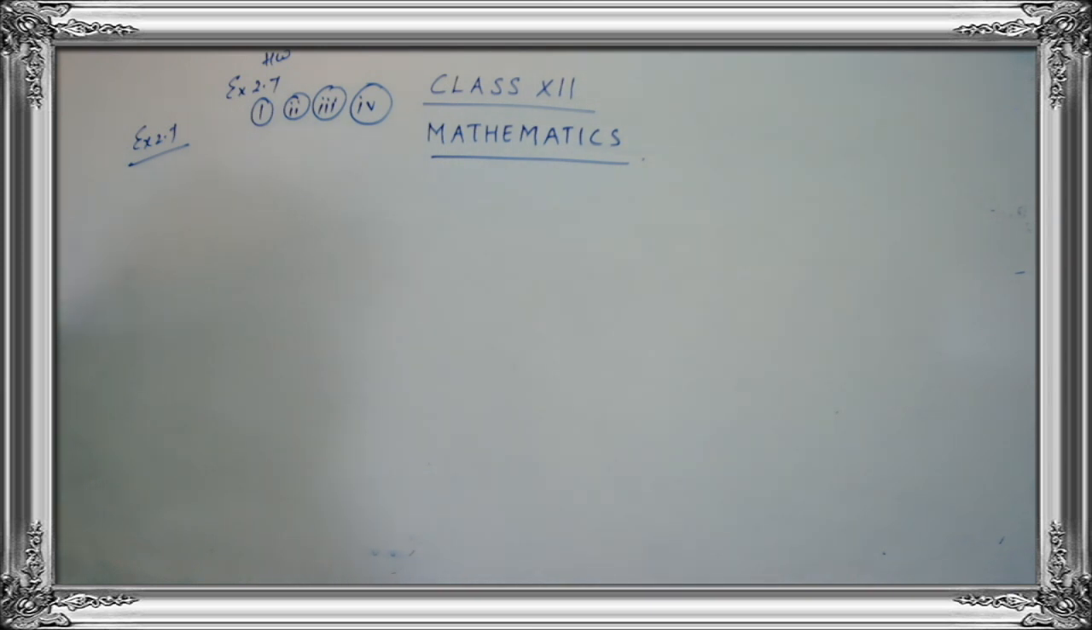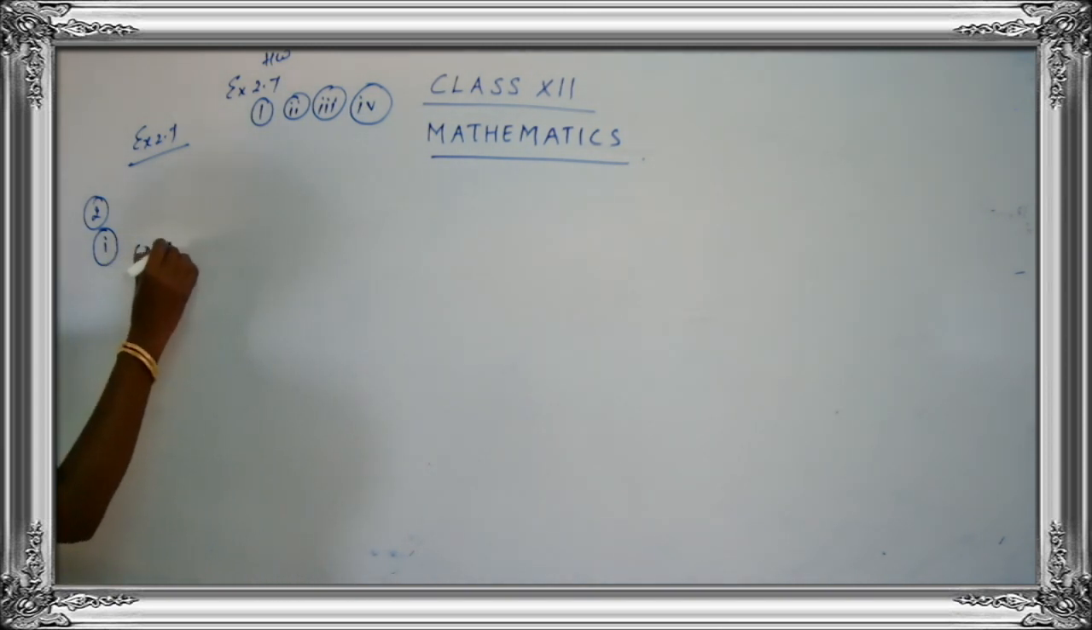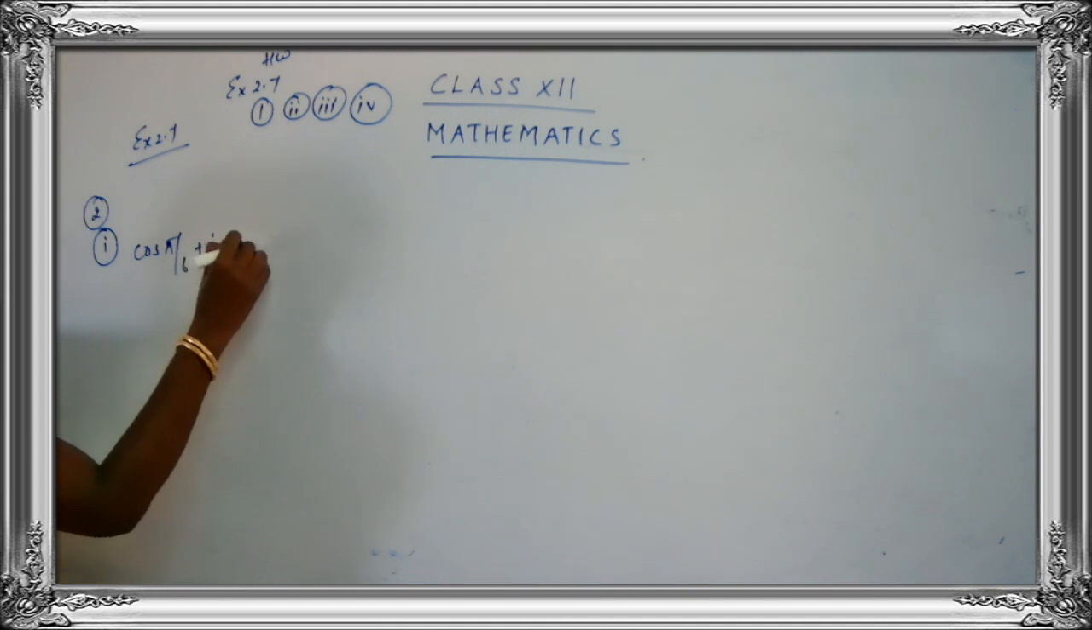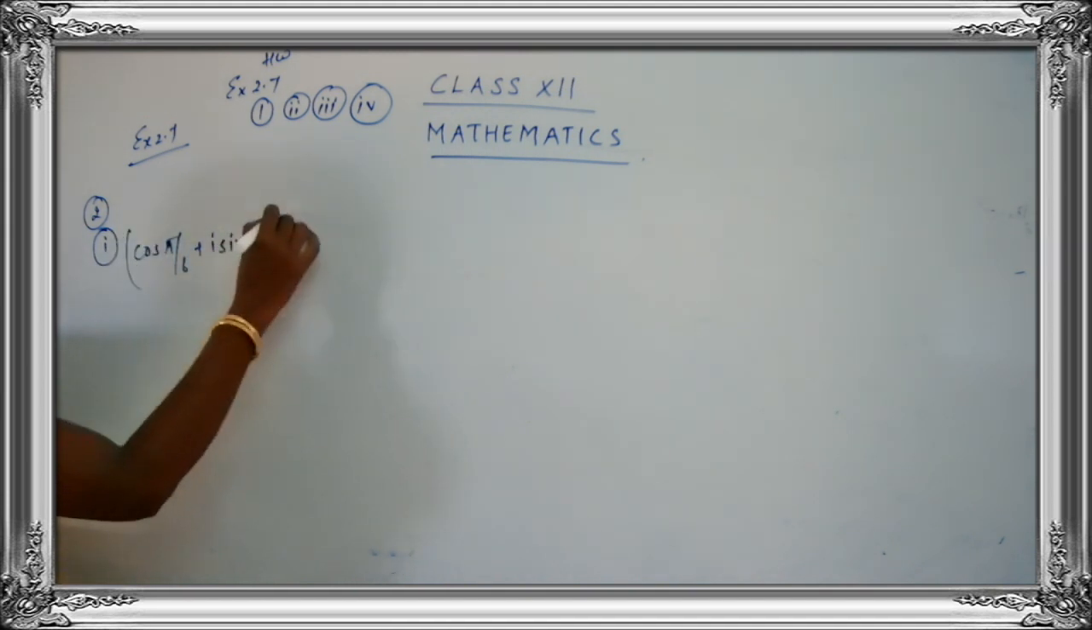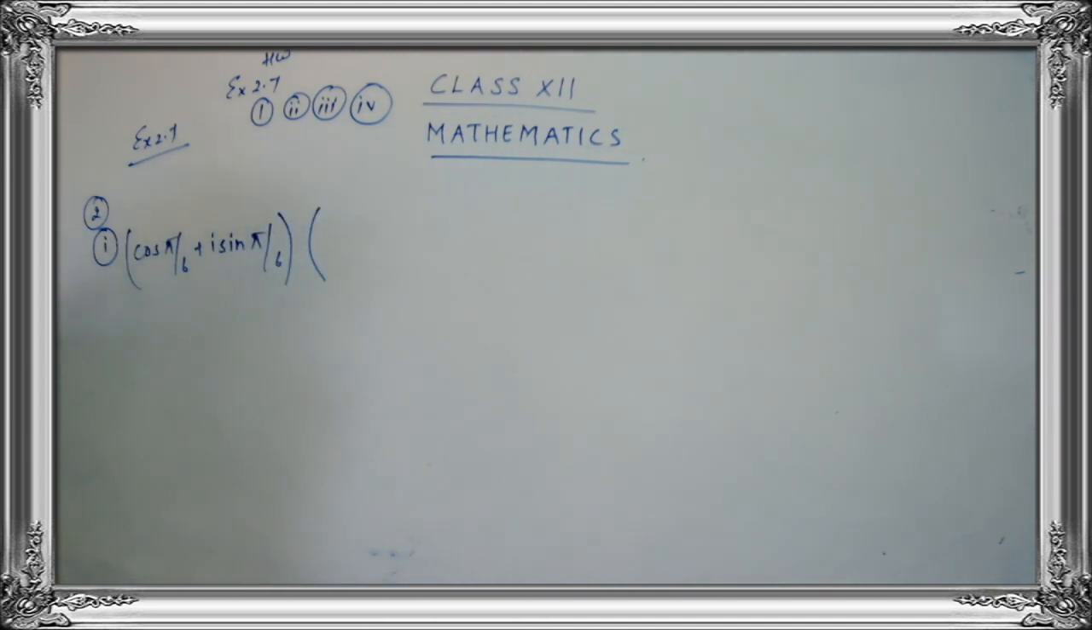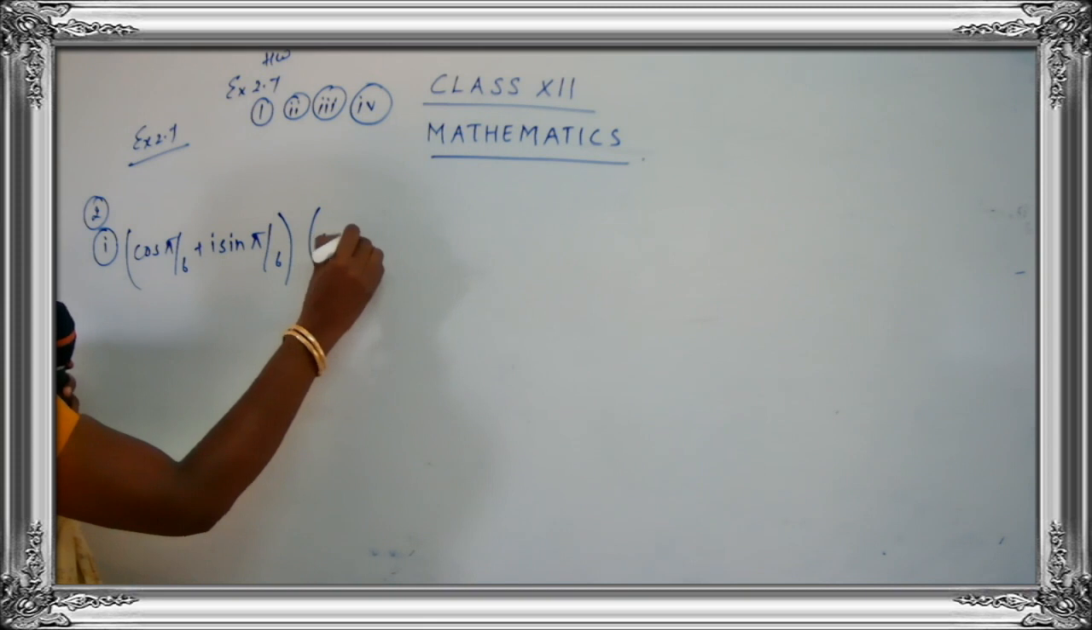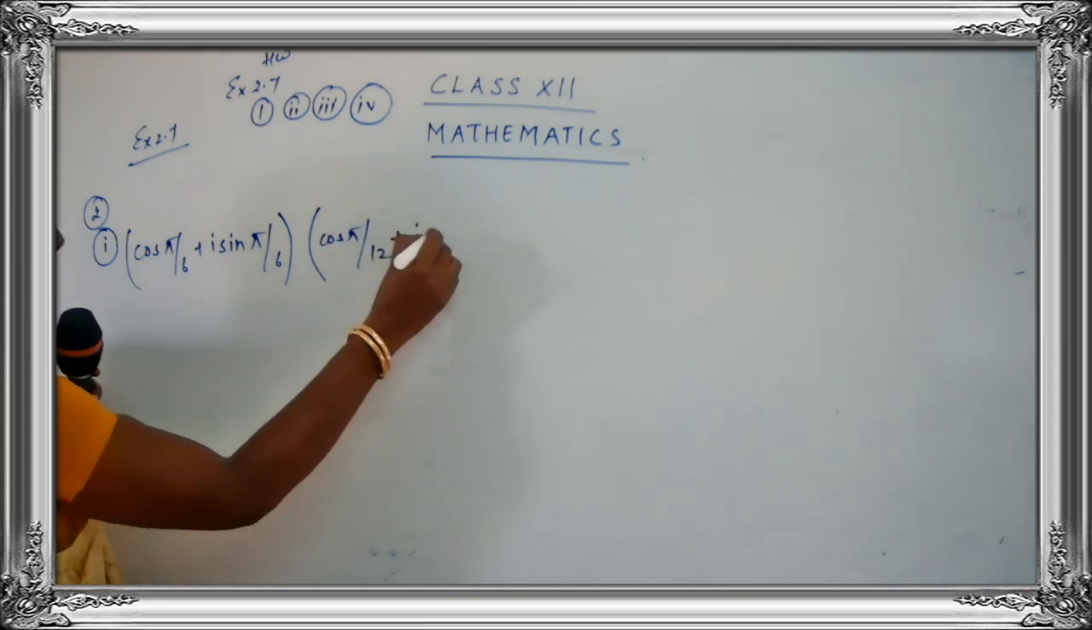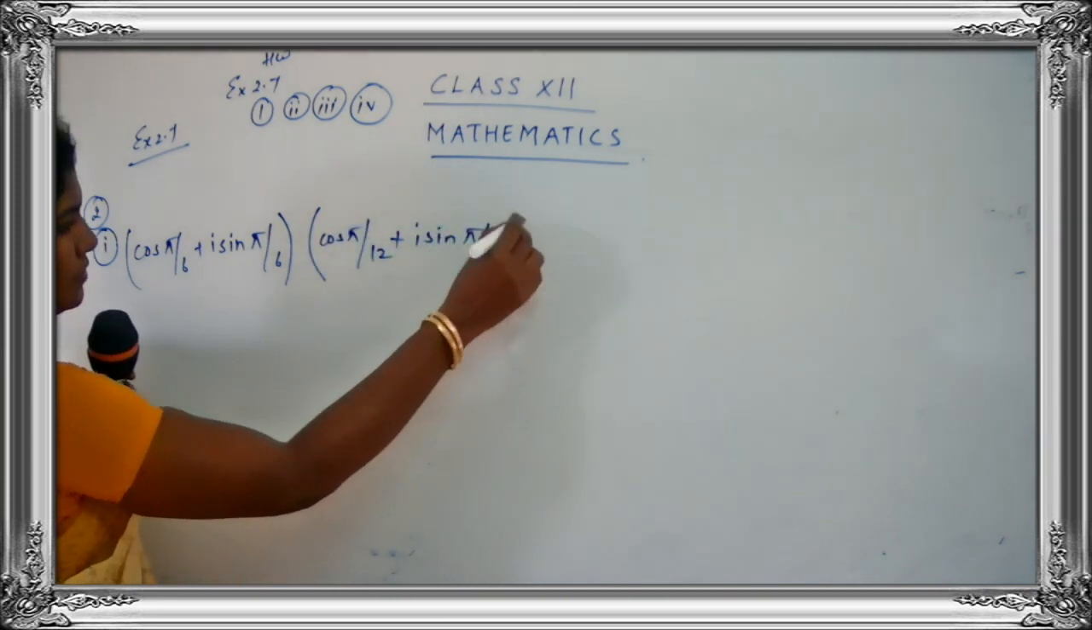Okay. I'll take the first subpart. What is the first subpart? Cos pi by 6 plus i sin pi by 6, into, cos pi by 12 plus i sin pi by 12. So this is the question.